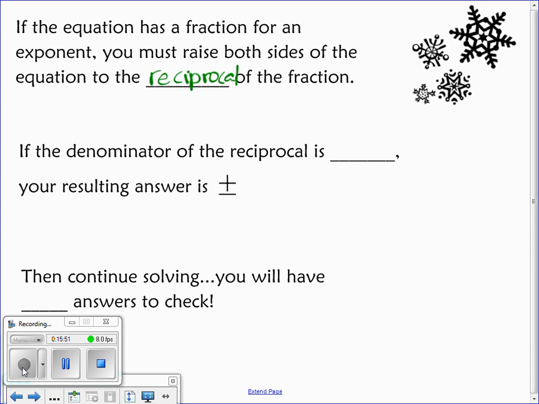This is really important, guys. If the denominator of the reciprocal is blank, your resulting answer is plus minus. Zero. Denominator can't be 0. Exactly. So remember, when we take the even root of things, it's plus minus, because these problems are not going to have a radical in them to start with. We're introducing it into the problem, therefore we have plus minus. Then continue solving. You will have blank answers to check. Zero.